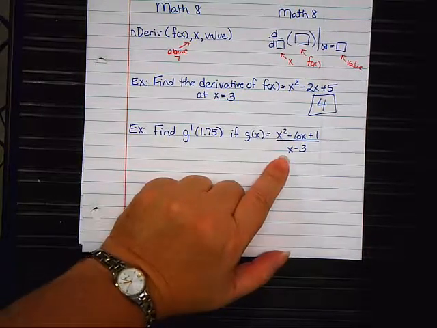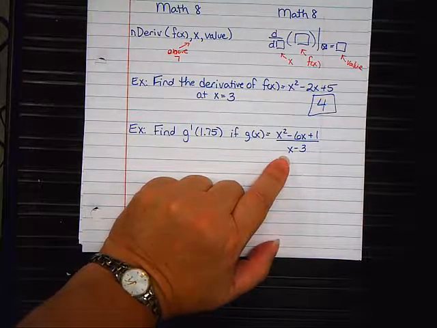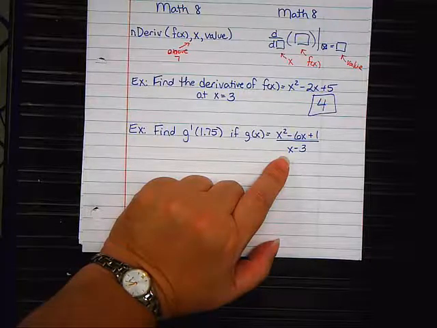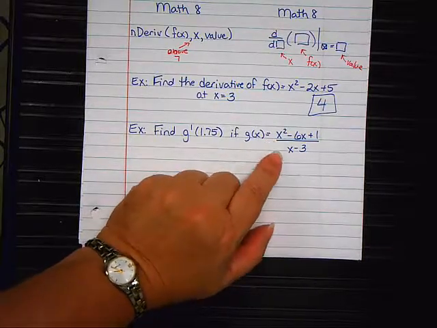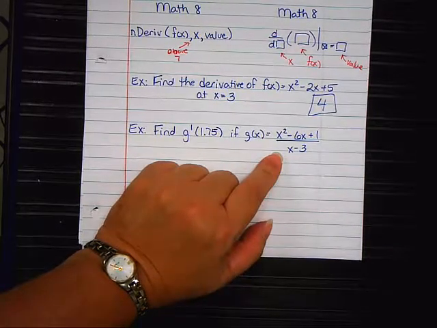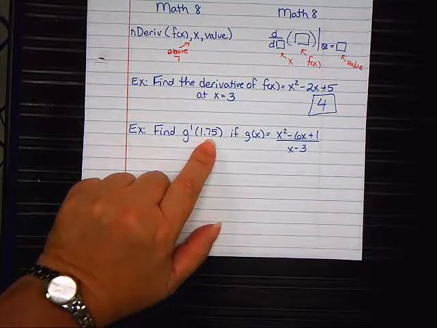First of all, let's review for a minute. Is this a problem I would have to use the quotient rule on? Why? It has 2 terms in the denominator, exactly. So this is one we would have to use the quotient rule on. That would be kind of involved to take the derivative and then plug in 1.75 and clean it up. So having the calculator is going to be nice.